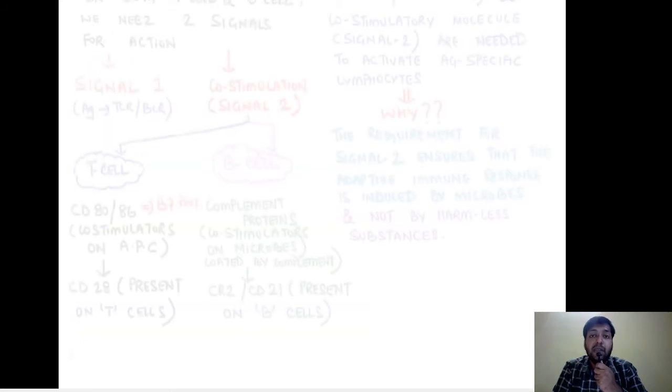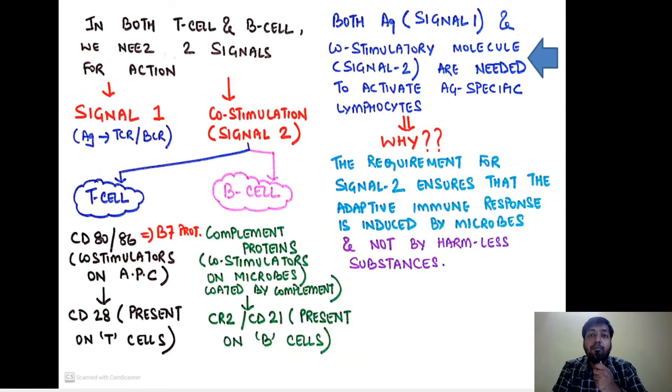Now moving ahead, both signal 1, that is the signal provided by the antigen, and the co-stimulatory molecule, that is the signal number 2, are needed to activate the antigen specific lymphocyte. My question is why? The requirement for signal number 2 will ensure that the adaptive immune response is induced by microbes and not by a harmless substance.